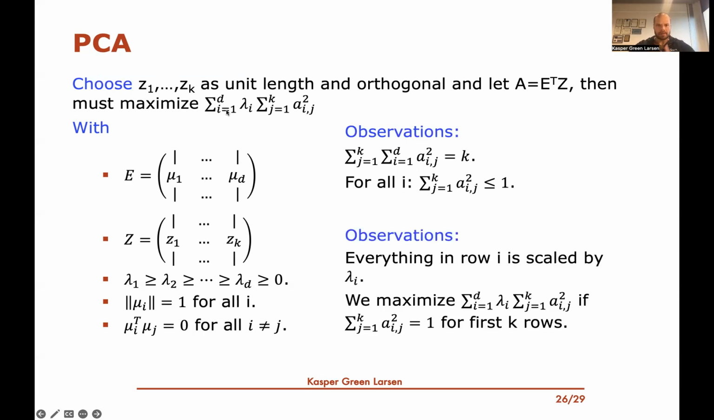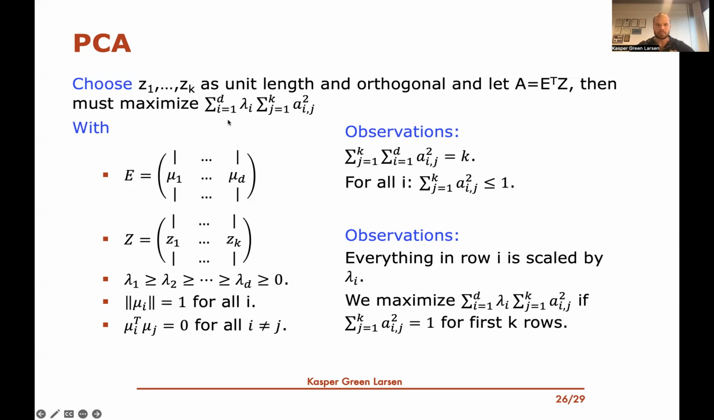The observation here is that in the thing we're maximizing, everything in the ith row is scaled up by lambda i, and lambda 1 is the biggest value, lambda 2 is the second biggest, and lambda 3 is the third biggest. So intuitively, in the matrix A, we know that the sum of the squares will always be k, and the sum of the squares in any row will be at most 1. In some sense, we can think of it as a game. We're placing values whose squares sum to k inside this matrix, and in any row, it can sum to at most 1. And of course, the more we can put on the first row, the better.